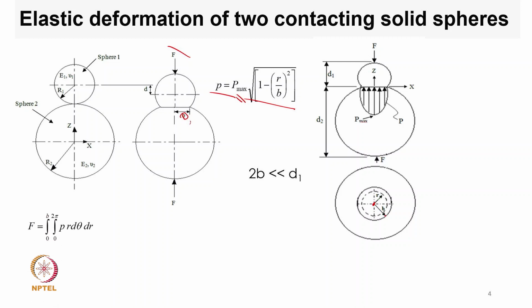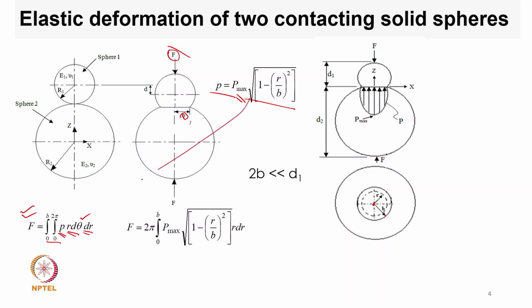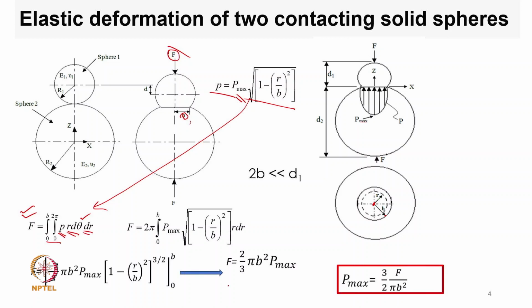Now if we try to integrate to find out the load F, we integrate the pressure p over dx and dy, or say r dθ dr, where θ varies from 0 to 2π and r varies from 0 to b. This is what we can integrate, substituting the parabolic distribution assumption. The result will come out something like this: force is equal to 2/3 π b² p maximum.